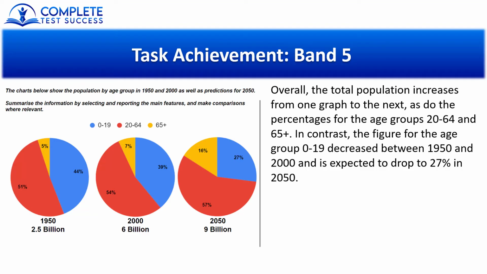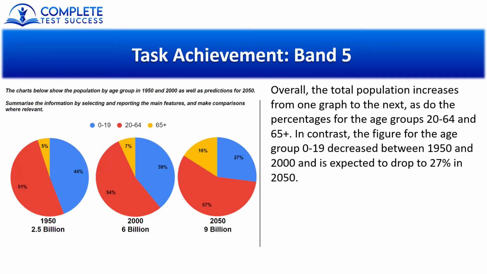Overall, the total population increases from one graph to the next, as do the percentages for the age groups 20 to 64 and 65 plus. In contrast, the figure for the age group 0 to 19 decreased between 1950 and 2000 and is expected to drop to 27% in 2050.